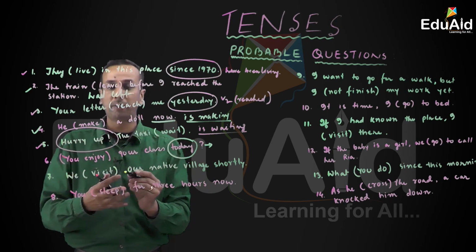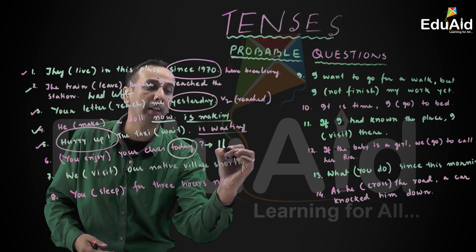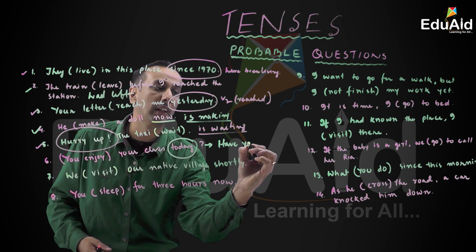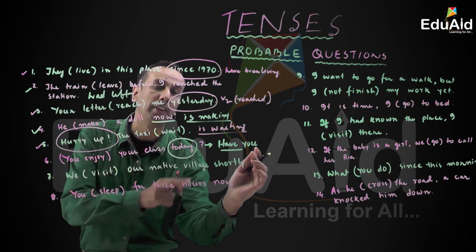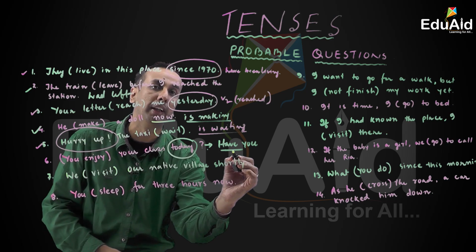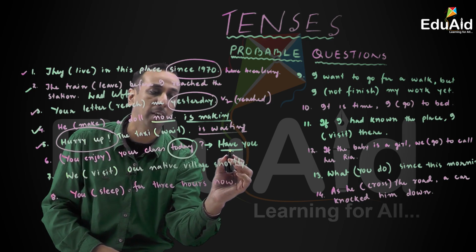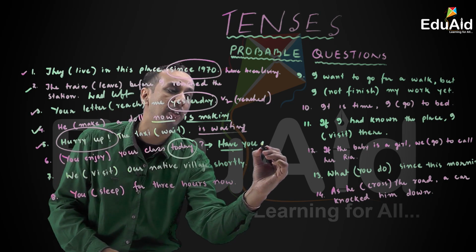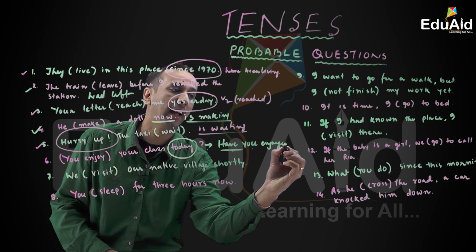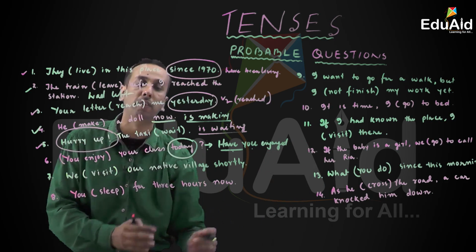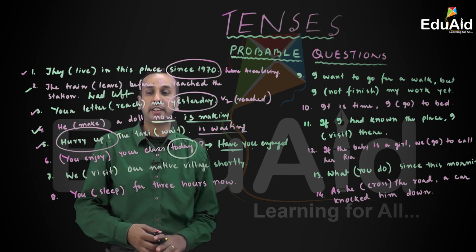So that's why the proper answer we should go with: have you enjoyed your class today? This being an interrogative sentence, we are beginning with the auxiliary verb have. Why have, because of you. Have you enjoyed your class? After have, the verb will take its third form. The question mark should be retained.